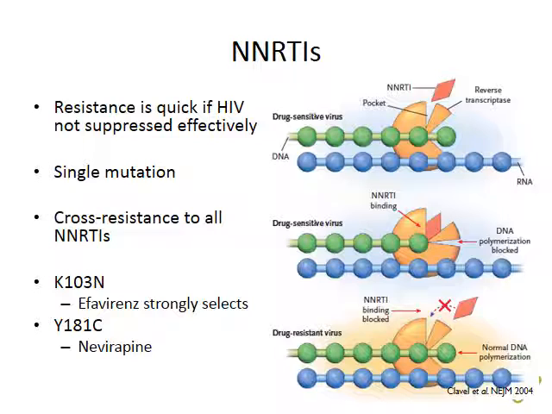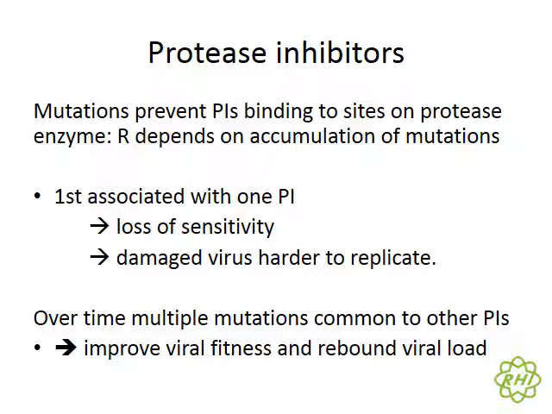And all you need is a single mutation, again, and you've already lost your other NNRTI. So K103N very strongly selects for efavirenz, and there is some cross-resistance to nevirapine. And the Y181C very strongly selects for nevirapine. And so the last class we want to chat about is the protease inhibitors.